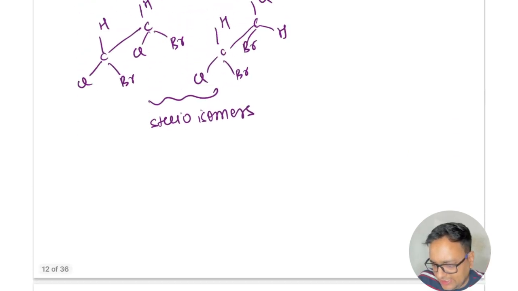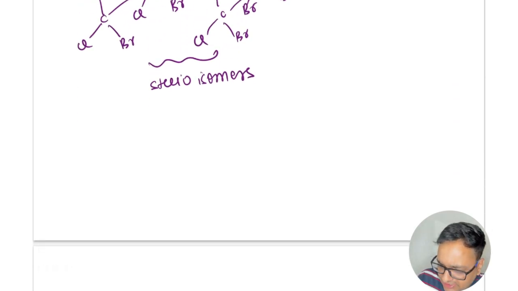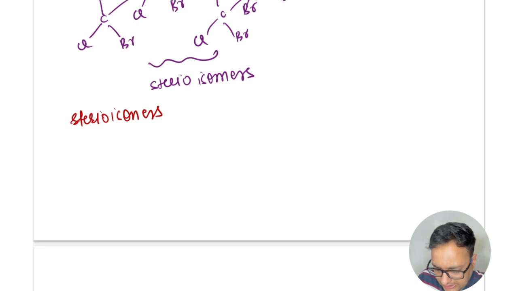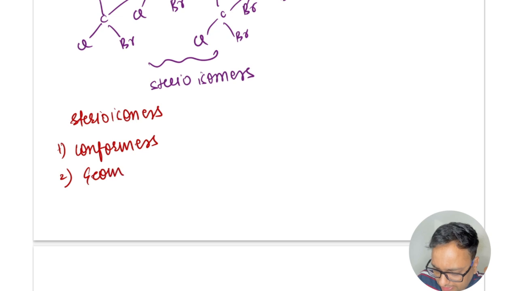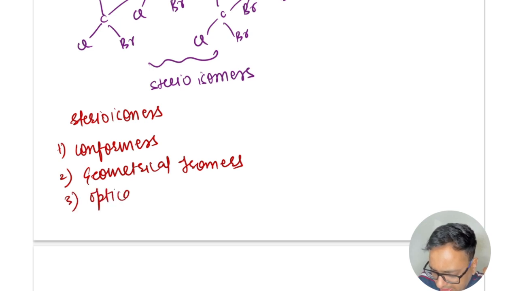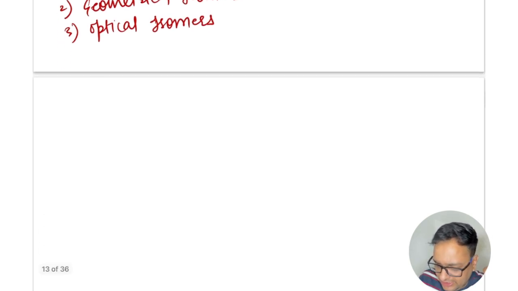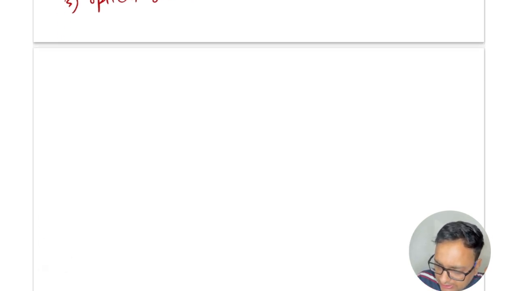Now, how many categorizations of stereoisomers are there? Stereoisomers are further categorized into conformers, geometrical isomers, and optical isomers. First it is conformers, second it is geometrical isomers, and third it is optical isomers. That's how they are connected.